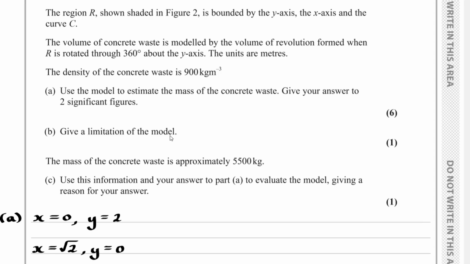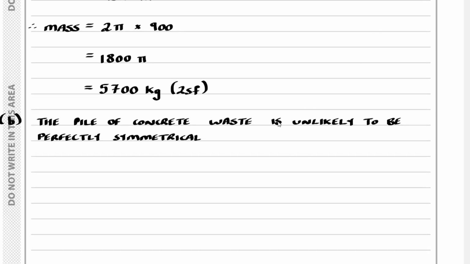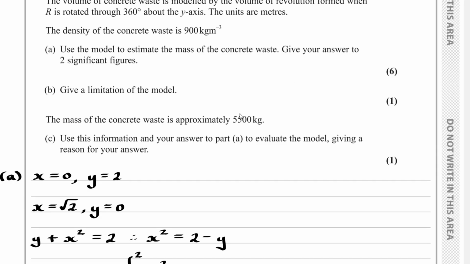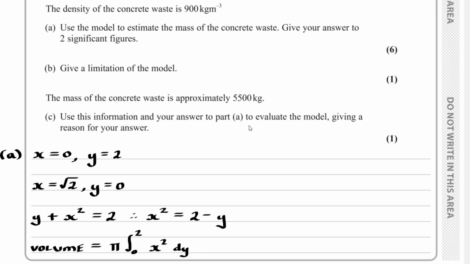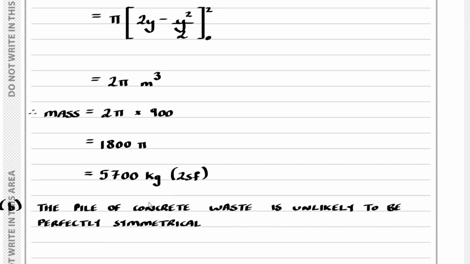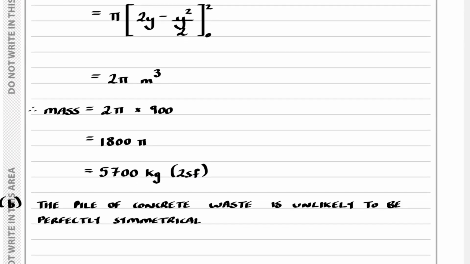Part B, we have to give a limitation of the model. Well, the pile of concrete waste is unlikely to be perfectly symmetrical. The mass of the concrete waste is approximately 5,500 kilograms. You have to use this information and our answer to part A to evaluate the model, giving a reason for your answer. Well, what we can do is compare this 5,500 with this 5,700.